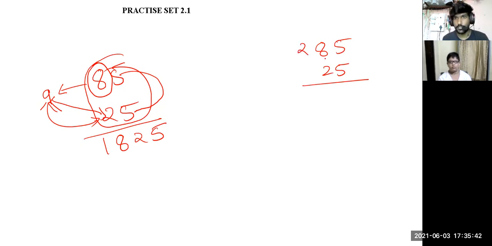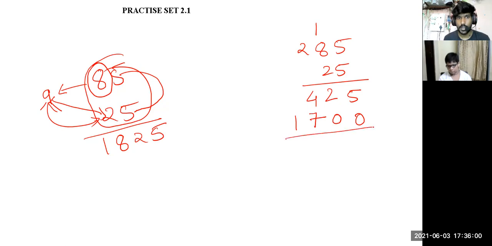So 5 into 5, 25. See, watch carefully and tell me if I go wrong. 5 8s are 40, 40 plus 2, 42. Then you put a 0. 5 2s are 10, 1 here and 0. 2 8s are 16, 16 plus 1, 17. Add it. Did I make a mistake?